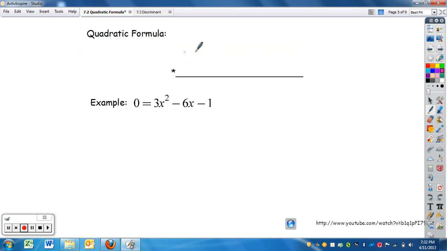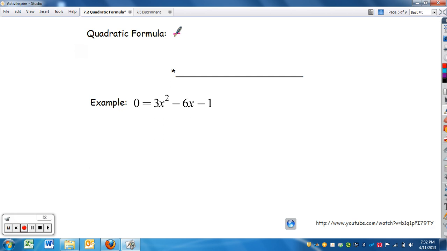So what is the quadratic formula? Well, the quadratic formula is negative b plus or minus the square root of b squared minus 4ac, all divided by 2a. Yes, you will have to have this memorized. And I'm going to show you a couple of videos of different ways you can help yourself memorize it.